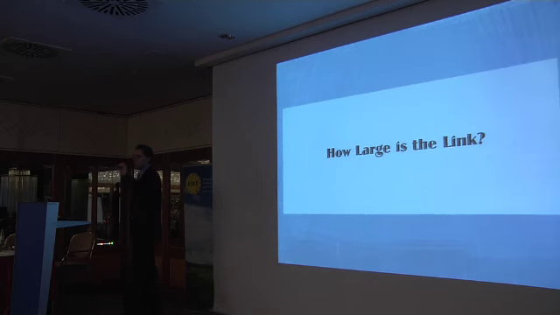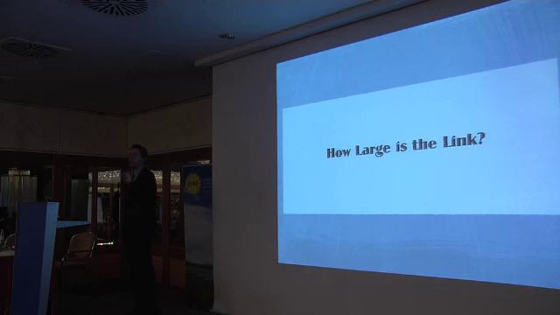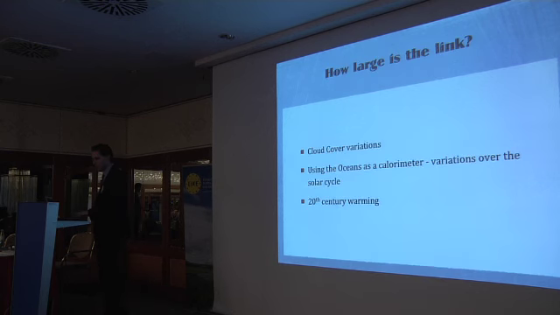Okay, so we know that the sun affects the climate. We have seen that there is good evidence to suggest that it is the cosmic rays which are linking solar activity and climate. The next question to address is how large is this link quantitatively, and what does it imply for our understanding of 20th century global warming?